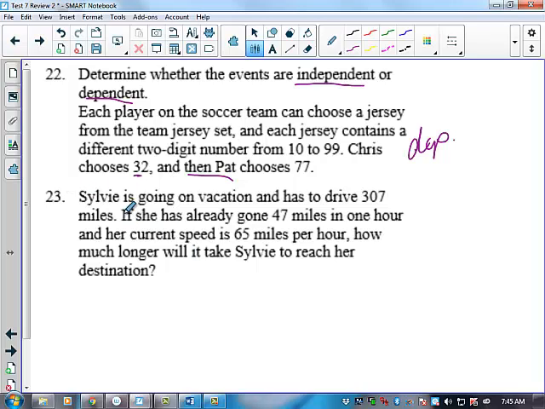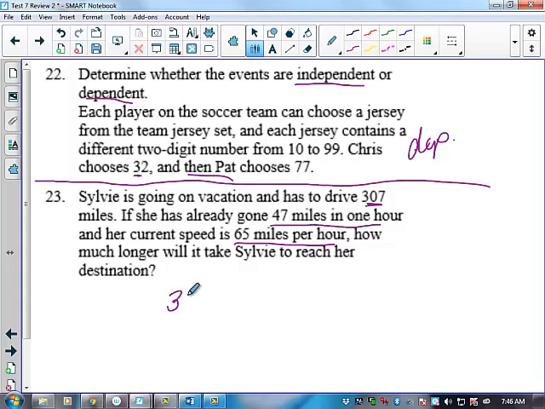Okay? It says Sylvia is going on vacation, and this is separate, you're not doing independent or dependent anymore. Sylvia is going on vacation and has to drive 307 miles. If she has already gone 47 miles in 1 hour and her current speed is 65 miles per hour, how much longer will it take Sylvia to reach her destination? So she has to drive, this is her total miles. She's already gone 47 miles in 1 hour and her current speed is 65 miles per hour. How much longer will it take? So at 65 miles an hour, how long will it take her to finish this drive?